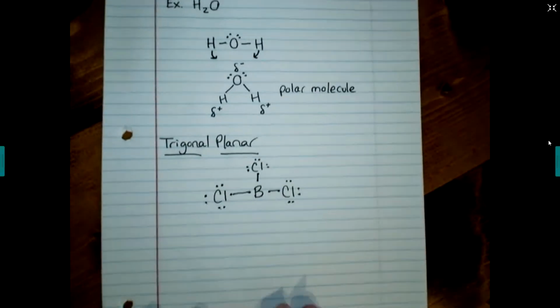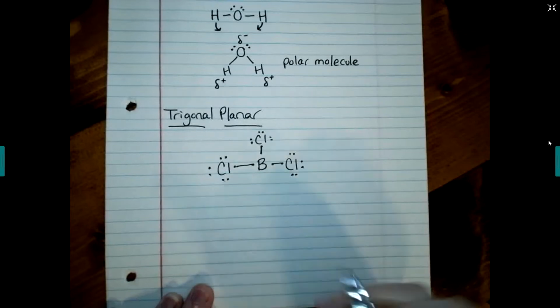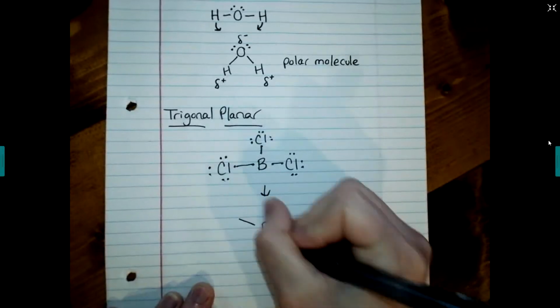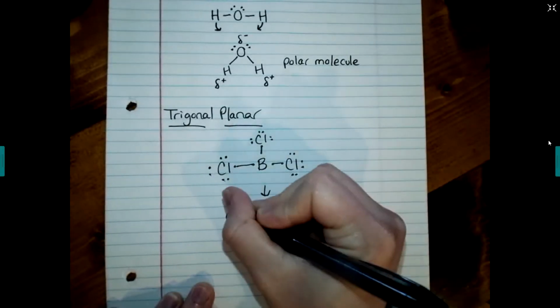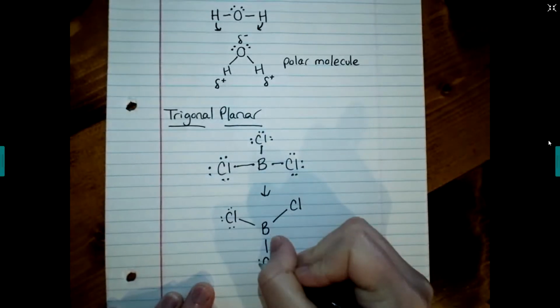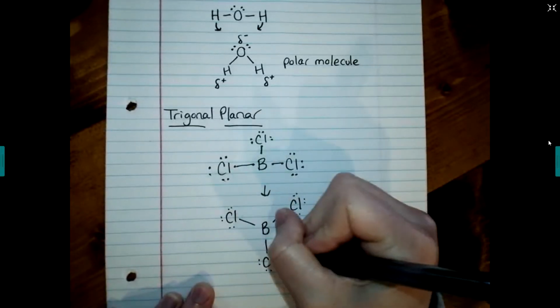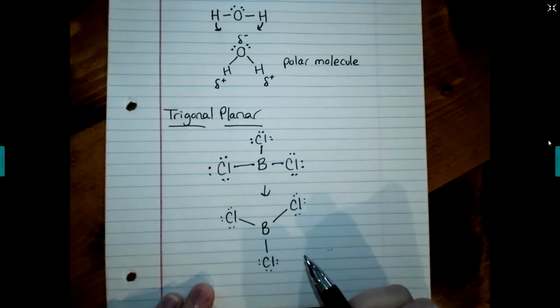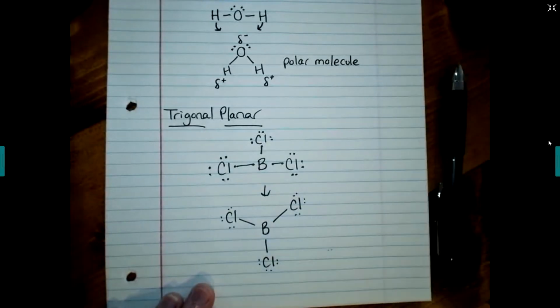But really what happens is these chlorines are going to want to spread out as far away from each other as possible. So it's really going to look more like this. All of the angles between the chlorines are exactly the same. They're all 120, because remember, 120 times 3 gives you a 360-degree circle. So they're spread out evenly, kind of looks like a triangle. They're also all in one even plane.